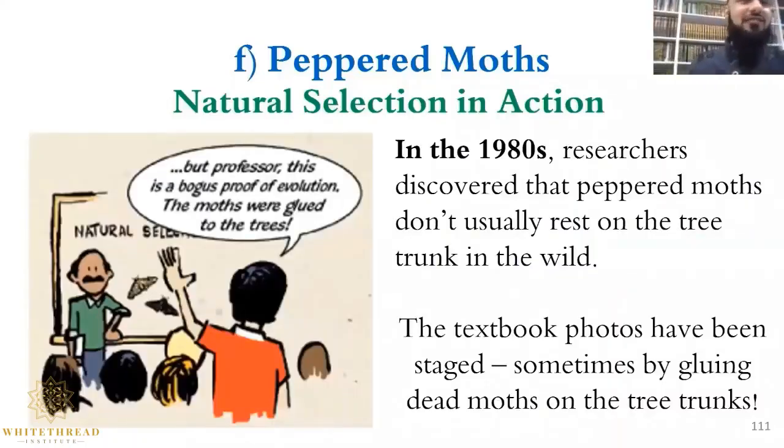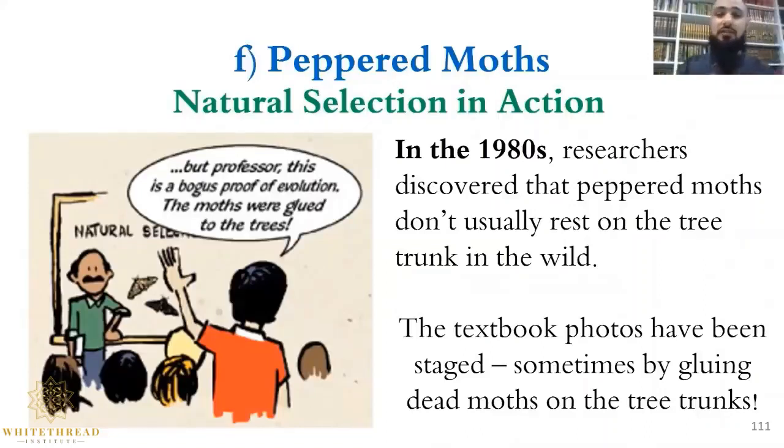Another problem was identified in the 1980s. Researchers discovered that peppered moths don't really rest on the tree trunks in the wild anyway. Kettlewell's experiments were done where he put peppered moths on the tree trunks. But researchers, one of them Cyril Clarke and his colleagues, and many others, showed that peppered moths do not rest on tree trunks, they rest on the upper branches, hidden away in the shadow. So it's not natural for peppered moths to be found where they're going to be eaten by preying birds, whereas Kettlewell's experiments were done on the tree trunks.